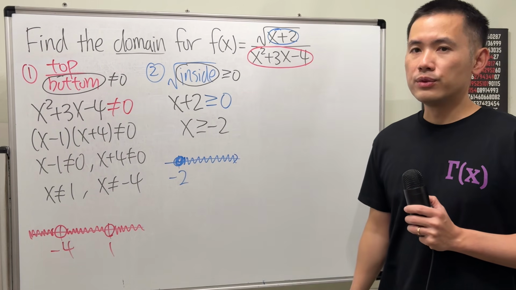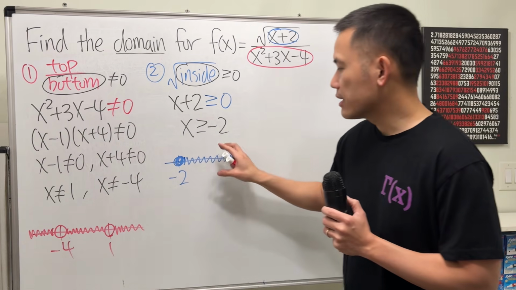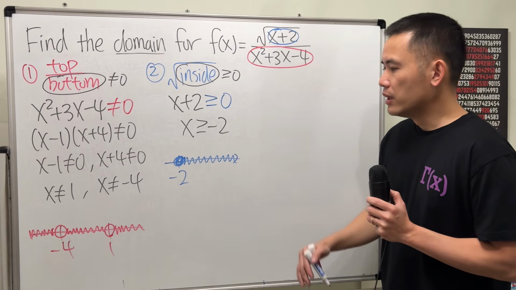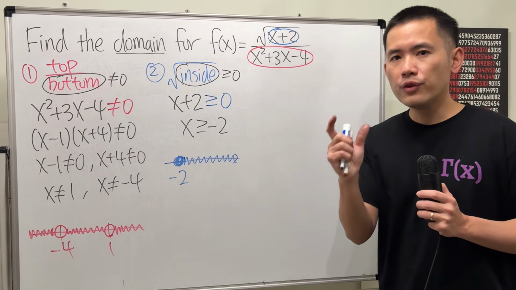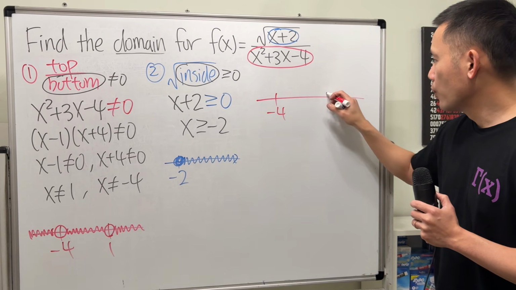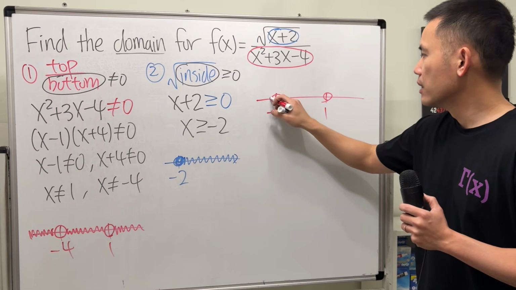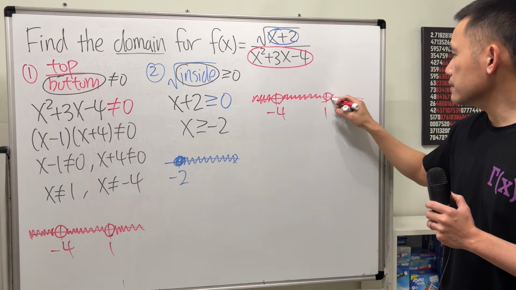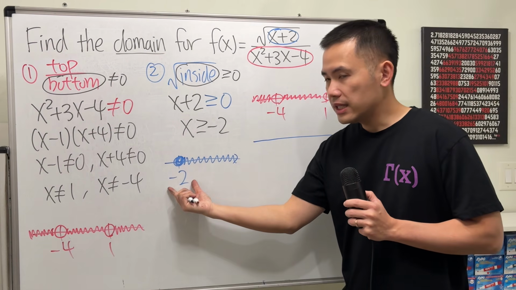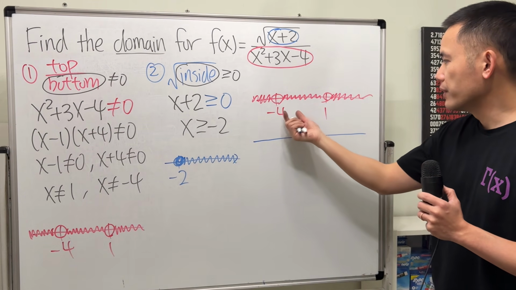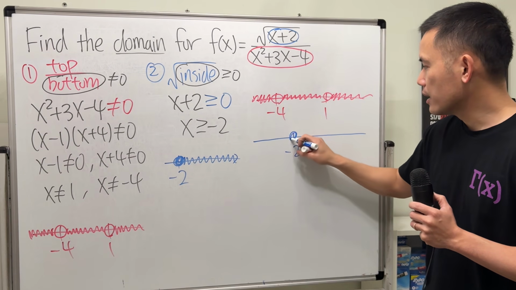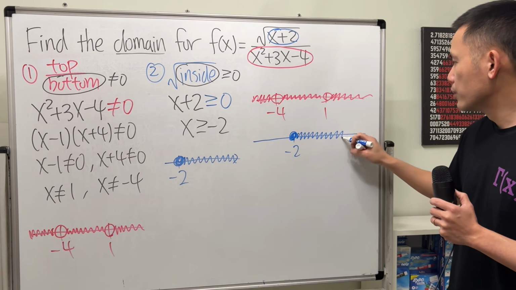So here is what we are going to do next. We are going to look at this and that together and combine the conditions. The best way for us to do so is to line them up and look for the overlapping part. So for the first one, negative 4, 1, open, open, and then everything else is okay. And for the second one, when you line them up, be careful. The negative 2 is going to be somewhere in between negative 4 and 1. I'm just going to mark it right here. We get a closed circle and then all the way to the right.